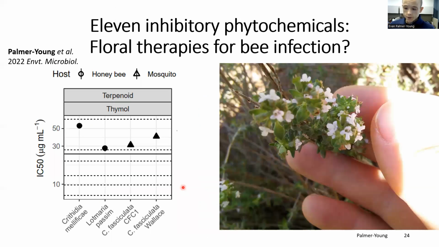Now, how about phytochemicals? Of the compounds tested, 11 had quantifiable inhibitory effects on the bee and mosquito parasites. Some of these, such as thymol, have been recorded in floral nectar at concentrations up to 26 micrograms per milliliter, comparable to the concentrations needed for inhibition of the parasites tested here, and the insect vector Leishmania, these horizontal lines, suggesting the potential for antiparasitic floral resources or phytochemical-supplemented diets to mitigate infection in bees and other insects.